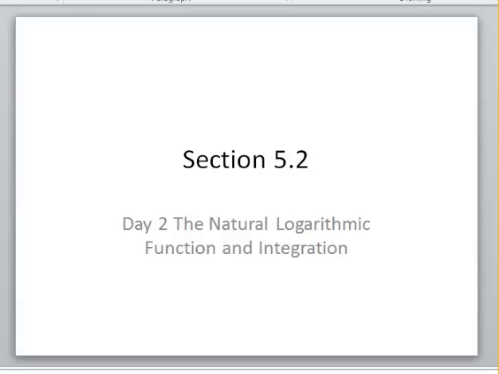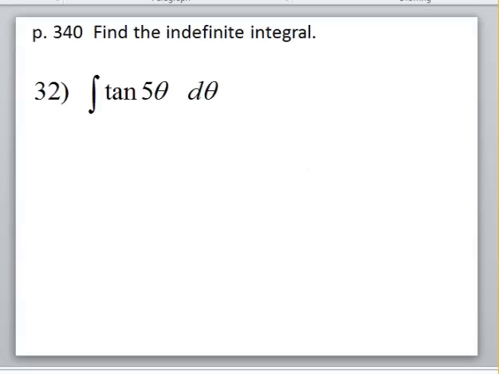Alright, we're going to continue some integration techniques, and again we're going to see some of the more difficult problems intertwined in these problems here. So on this one I'm going to start out by saying, well, I don't know the integral of tangent, so I'm going to rewrite this as sine of 5 theta over cosine of 5 theta.